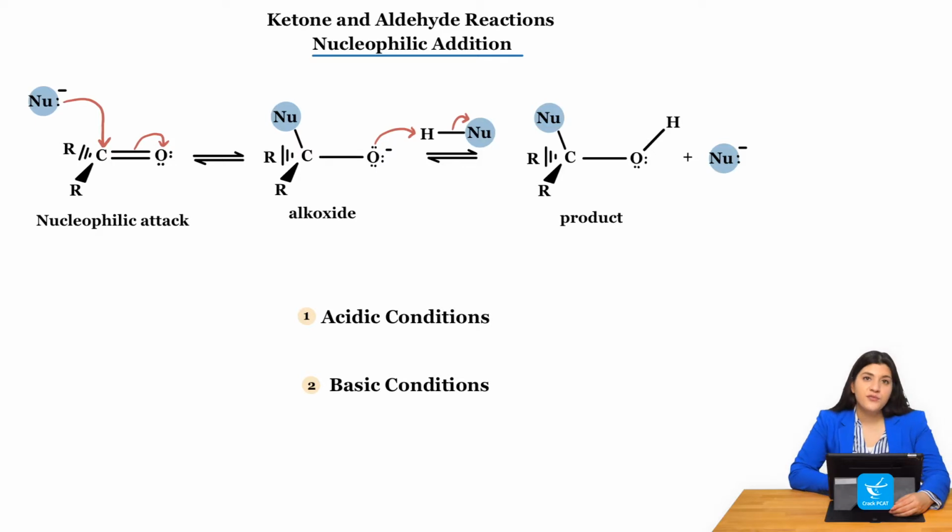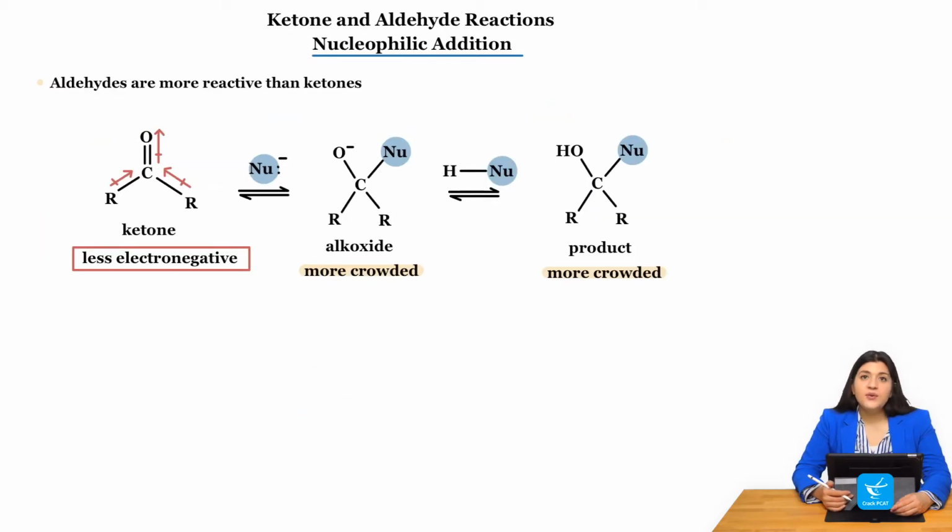Now, there are going to be two different types. There's going to be one that's under acidic conditions and another that's under basic conditions. Something to note, just looking at the different strengths between aldehydes and ketones: aldehydes tend to be more reactive than ketones, and the reason for this is due to electronegativity.